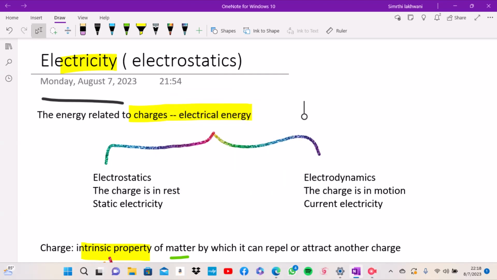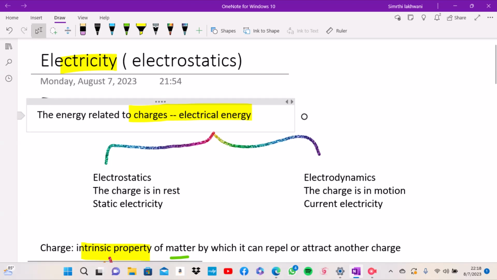So today we will start our new chapter, which is electrostatics of class 12, right? Before that, you should know what electricity is. Basically, the energy related to charges is known as electricity or electrical energy. Any energy that is related to charges is known as electrical energy.